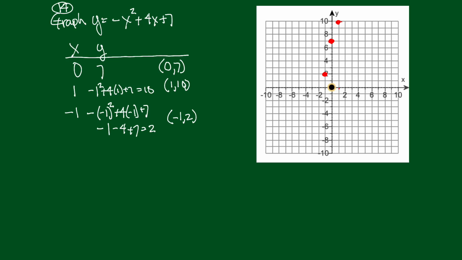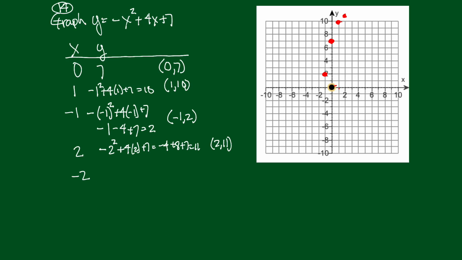Now I'm going to try a 2 and a negative 2. Here's a 2, negative 2. So put this 2 right in here and here. So we will get negative 2 squared plus 4 times 2 plus 7. Right, this will give us negative 4 plus 8 plus 7. Now negative 4 and 8 is 4. 4 and 7 is 11. So that gives us this point. To the right 2, up 11. Now that's off our graph, but we can estimate where it is. I'm going to start at the origin, go to the right 2, and up 11. It's going to be about here.